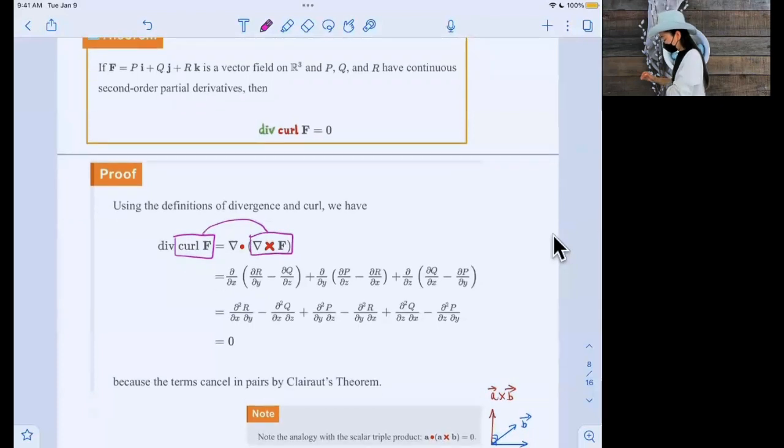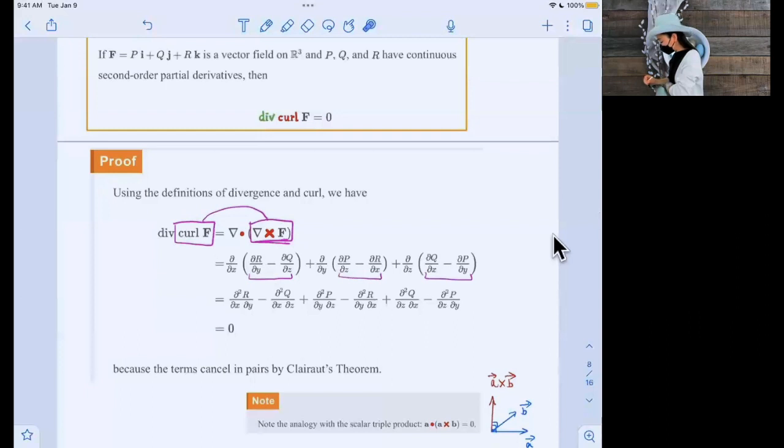Now, what should we do? We should compute this one first. To compute this, remember we set up the determinant of that 3x3 matrix. The first component will be this, the second component will be this, and the third component will be this. Because you're taking the dot product of del with this, you take the partial derivative of the first component with respect to x, then the second component with respect to y, and the third component with respect to z, and you sum them up. When you do that, you come up with this result here.